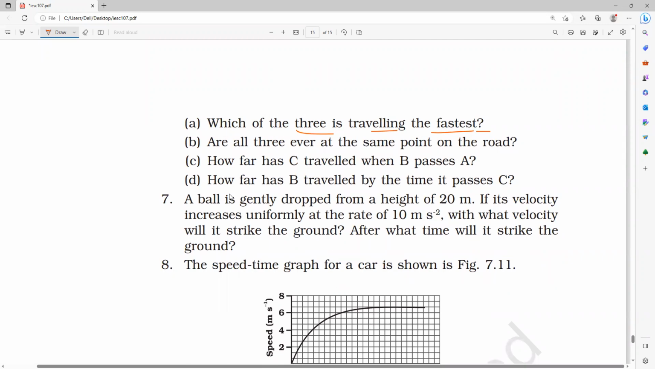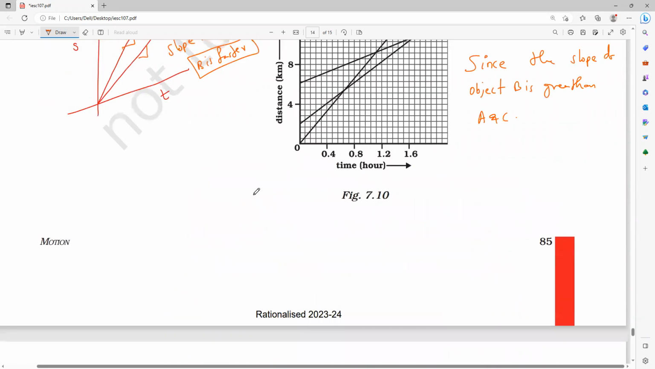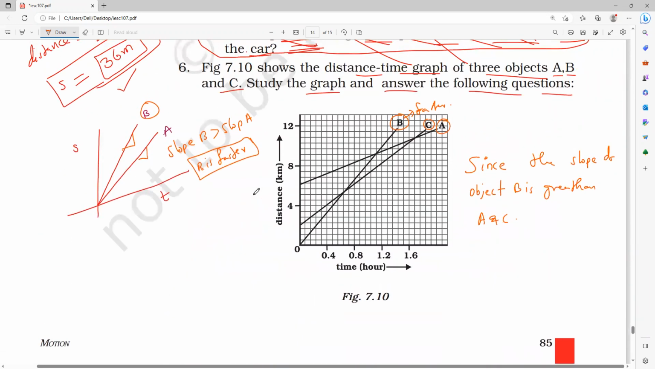No, sir. Next. Are all the three ever at the same point on the road? It means all three bodies are meeting at any point on the road. That is what they are asking. Check it. Is there any point where all three bodies meet at the same time? No, sir.